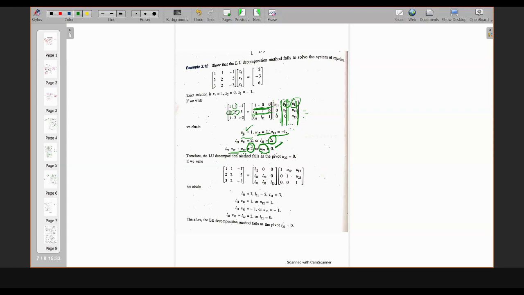As I told you, if one of the diagonal elements of these matrices L and U is 0, then you can't apply the LU decomposition method to find the solutions. This method cannot provide the solutions. Therefore, the LU decomposition method fails as the pivot, the diagonal element U22, is equal to 0. I have demonstrated this by using Lii elements equal to 1.